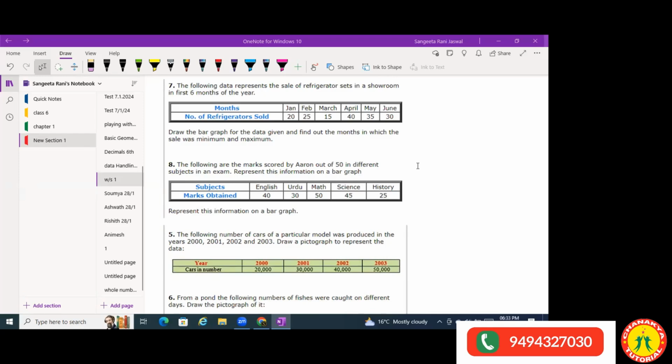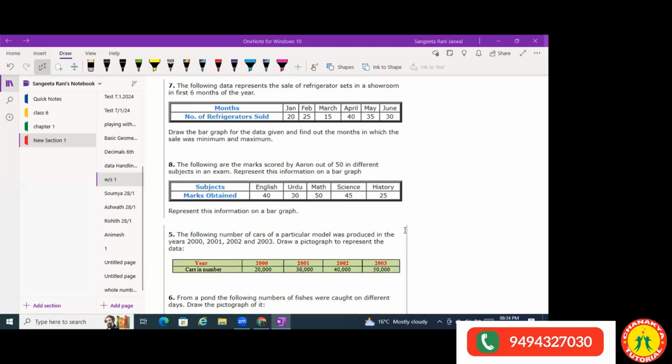Then after question number 8, you have the pictograph. For the pictograph, can we make our own symbols? Yes, you can make your own symbol. And you have to write also how many one symbol represents. Like suppose here the numbers are 20,000, 30,000, 40,000, 50,000. So you can write that one symbol is say 10,000.